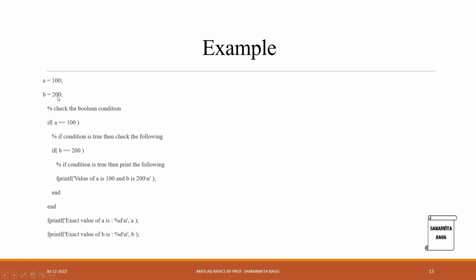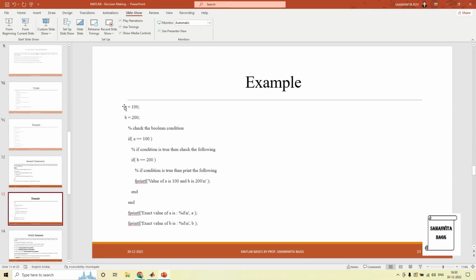Suppose you give some other value and it is not equal to 200, then it will directly come out of the loop and it will print exact value of A is this value 100 and exact value of B is this value. So if the values are 100, 200 and these are also 100, 200, if you understand, then this statement will be printed. If not, then these two statements will be printed. So let's copy this and take it to MATLAB.